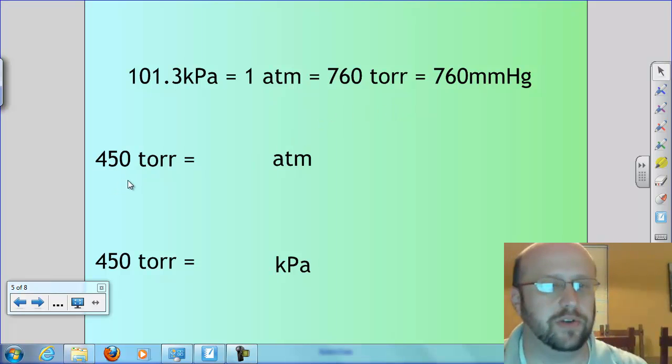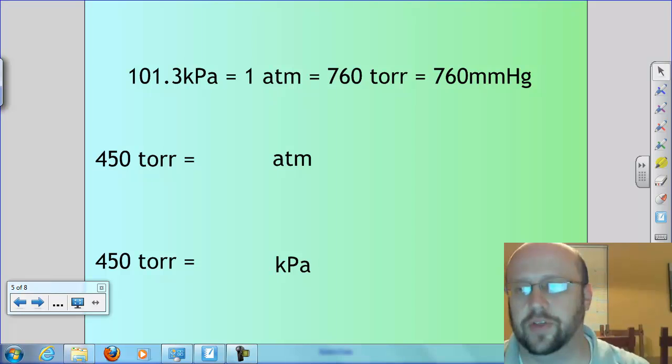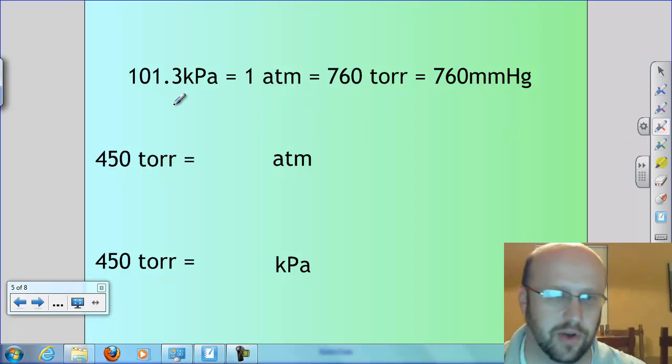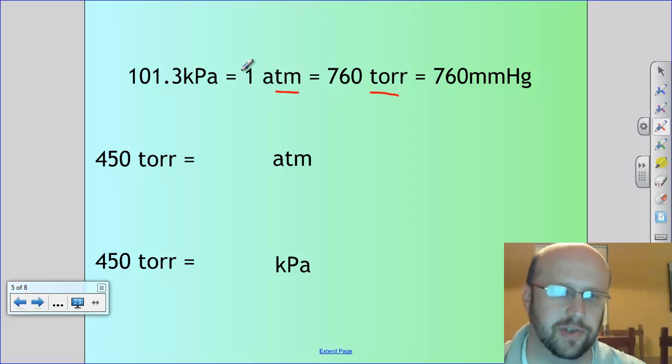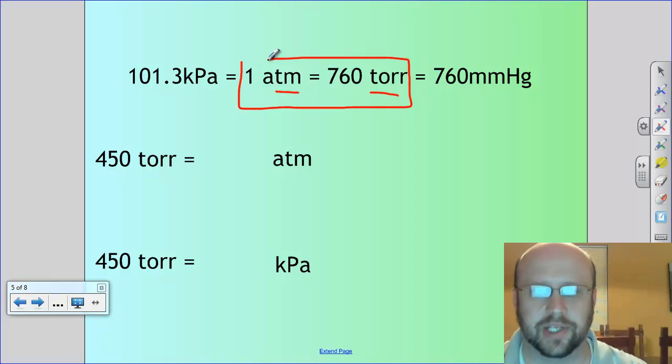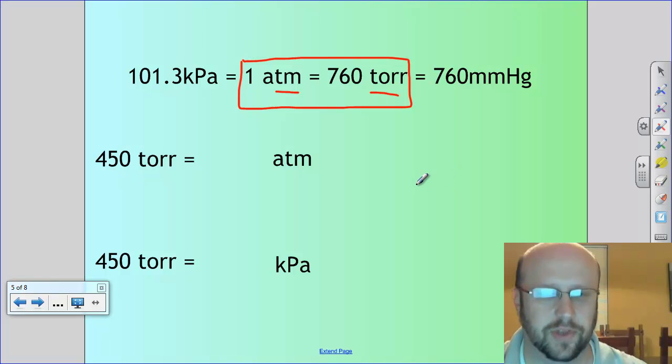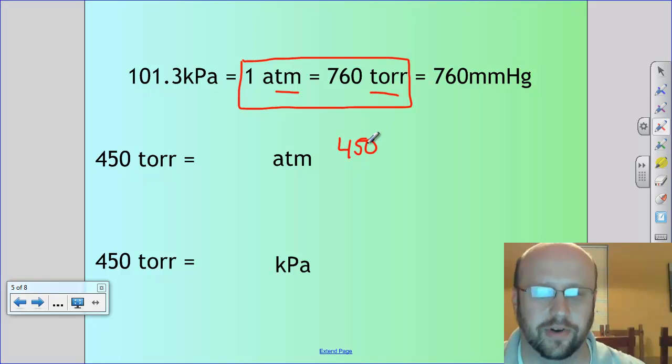If we had 450 torr and we wanted to turn that into atmospheres, how would we do that? So I look up here and I find torr, and I find atmospheres, and I sort of box that part out, and that's the part that I'm going to use for this problem. So how do I solve that? I solve it the same way I would any conversion factor problem.